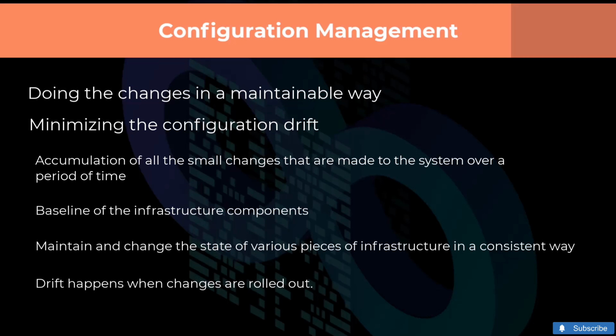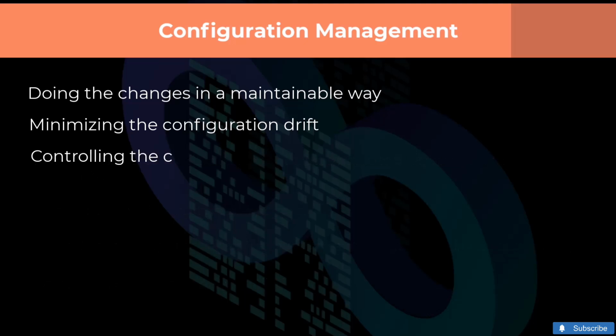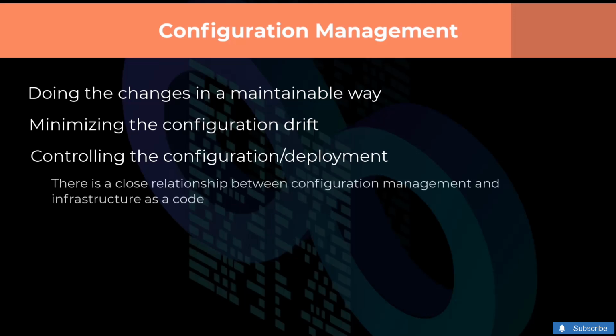The topic that we learned about earlier was infrastructure as code. So you know what infrastructure as code is doing, right? It is about provisioning infrastructure rapidly, while configuration management is about controlling that configuration, controlling that deployment in an efficient, automated way. So it looks like there is a close relationship between configuration management and infrastructure as code. Infrastructure as code is a very helpful tool that goes hand in hand with configuration management. At this point, you may be thinking, what does configuration management look like? So let's talk about that.